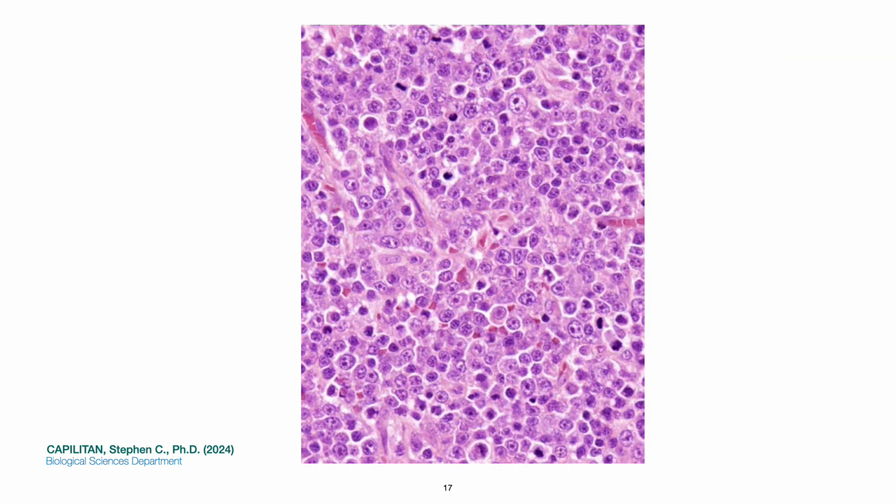Lymphoma in high power is shown in this slide. Lymphomas are solid tumors which are derived from the cells of the lymphoid system. The majority of these arise in lymphoid organs, such as your lymph nodes, spleen, and bone marrow, but may spread to other tissues, particularly the skin, the liver, and your central nervous system.